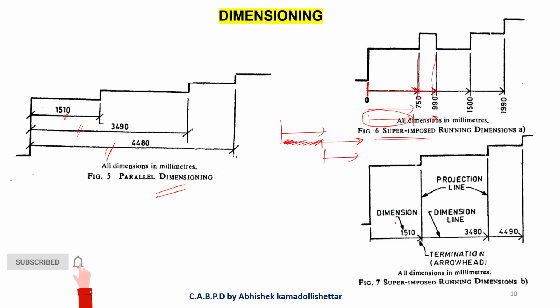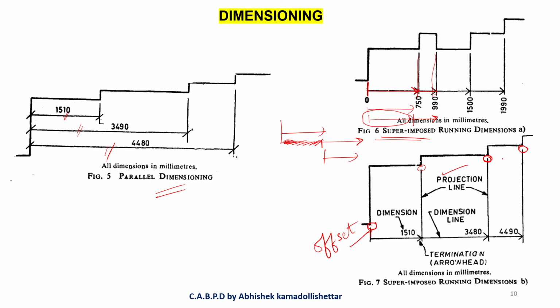Now what I'm going to tell you is superimposed running dimension. You can see projection lines. See, these are the projection lines which I told you. You will drop them from the actual drawing, and you'll leave an offset. There is a gap here. Continuously you can't take it, otherwise there will not be any bifurcation. A small gap should be there. That gap is called an offset.